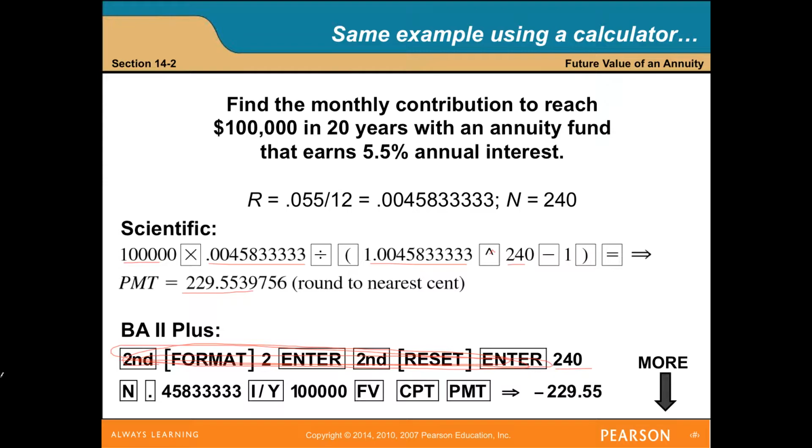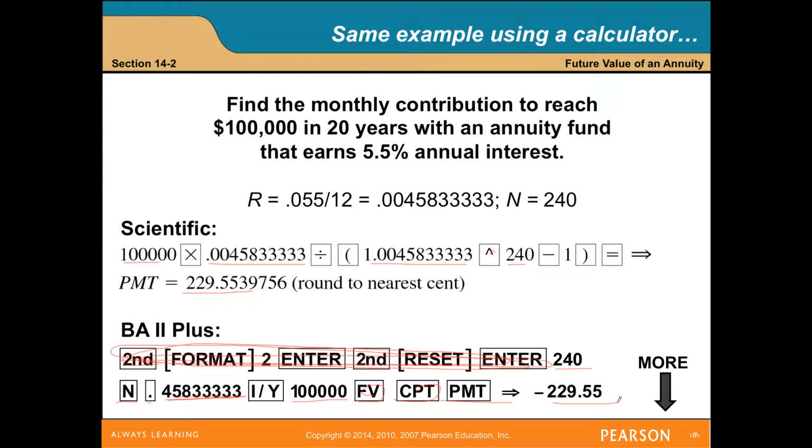You're never going to get 3 decimal points of a penny. So you put 240 N because that's the number of periods, and then the rate, which is I/Y, 100,000, which is the future value, and then you're going to compute the payment. And then you get negative 229.55.